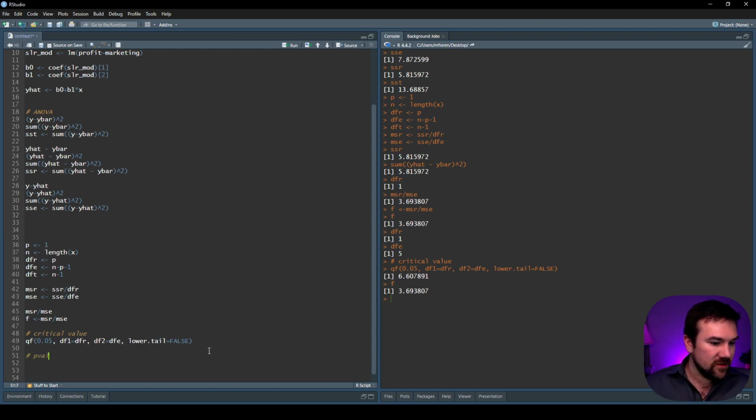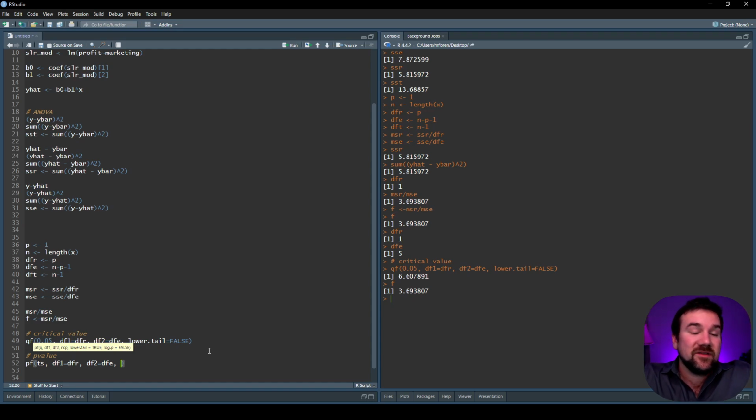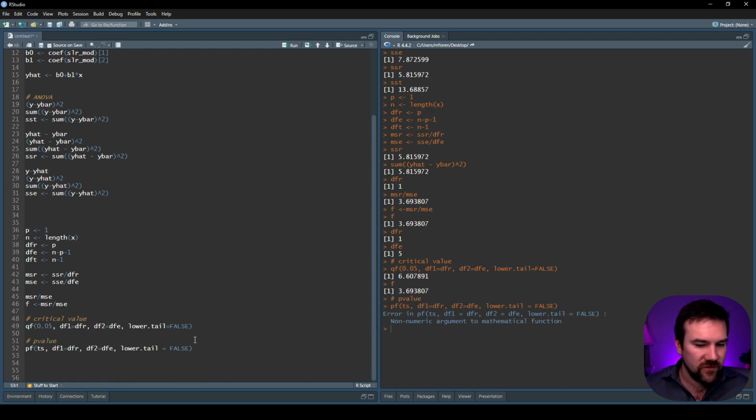To do the p-value here, I would do, let's see, PF, give it my test statistic, degrees of freedom 1 equals DF regression, degrees of freedom 2 is the degrees of freedom error. And again, I like having the variables named this because I can just do it conceptually. The numerator degrees of freedom is the degrees of freedom regression. I don't have to think about what actually is that number. Lower tail equals false.